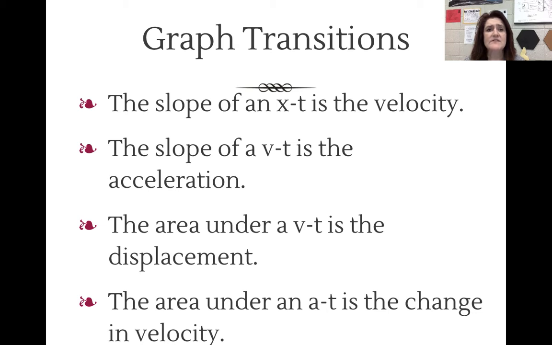You need to know that the slope of an xt graph is the velocity. The slope of a VT graph is the acceleration. The area under the curve of a VT graph is the displacement, and the area under the curve of an AT graph is the change in velocity.